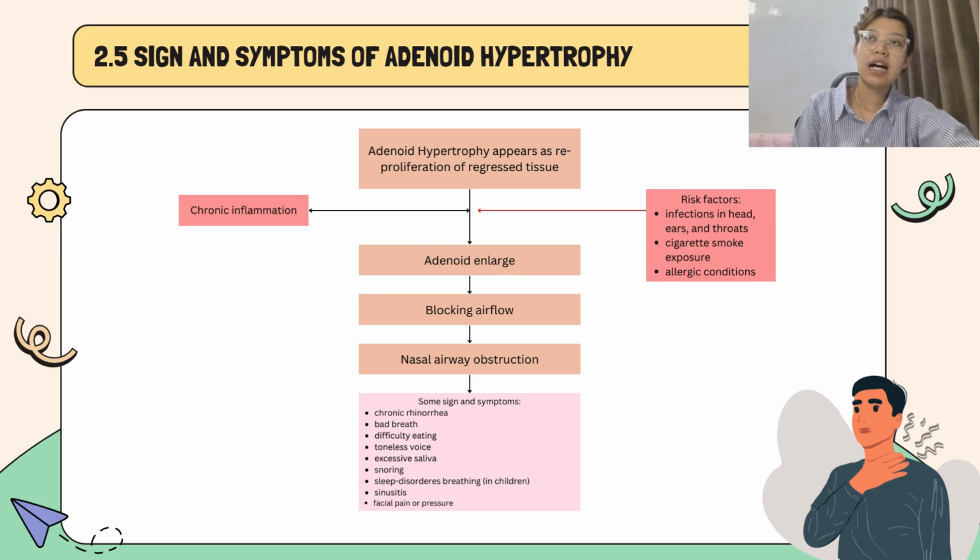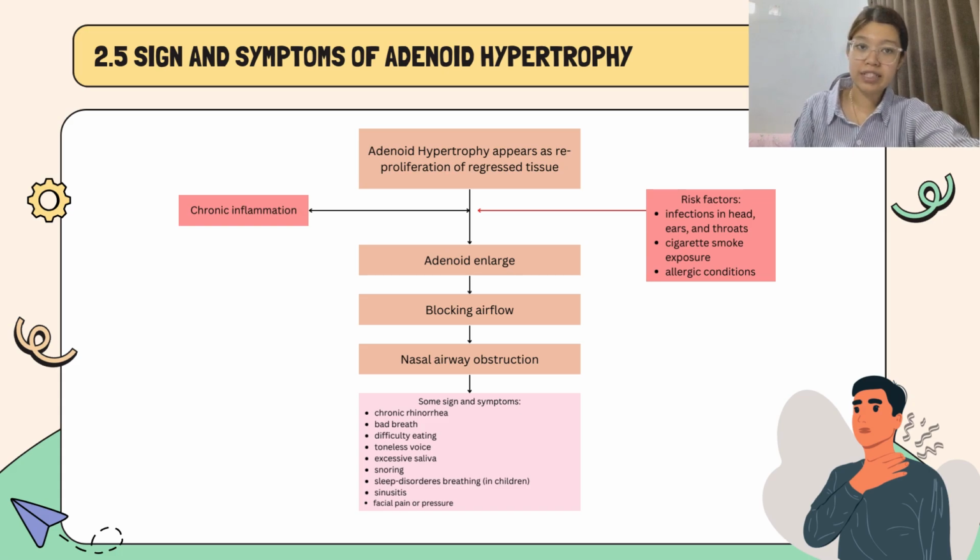The inflamed and enlarged adenoid is usually covered by a mucopurulent discharge, characterized by a flow of secretions running down to the back of the pharynx. This nasal airway obstruction may then cause chronic rhinorrhea, bad breath, difficulty eating, excessive saliva production, toneless voice, snoring, and even sleep-disordered breathing in children. Nasal obstruction may also lead patients to experience sinusitis and facial pain or pressure, characterized by a high arched hard palate, increased facial height, and midface protrusion.